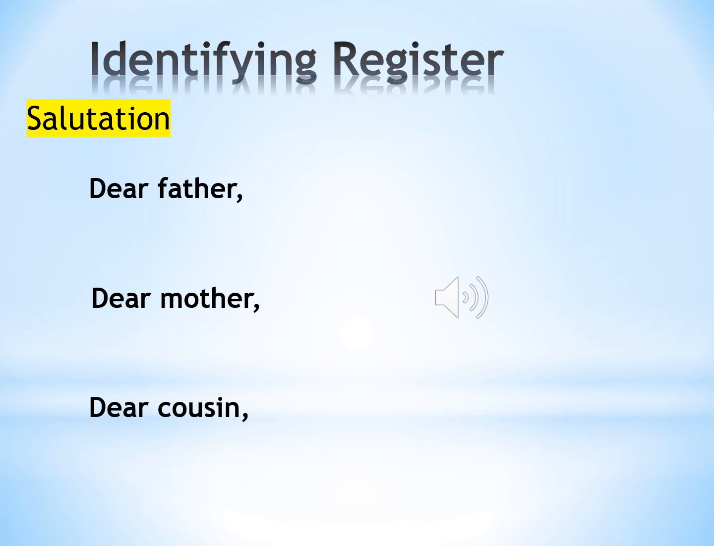This is a register error. If you start the letter to your mother with dear mother, in good English, in standard English, it's wrong. It's a register error. If you write a letter to your cousin starting with dear cousin, then again it's wrong. The salutation is wrong. So think what is wrong here. In dear father when you write to your father, or dear mother when you write to your mother, what is wrong?